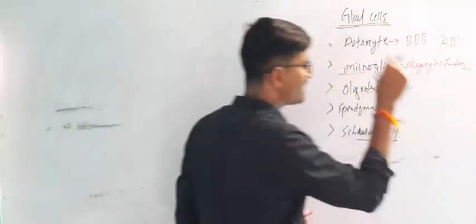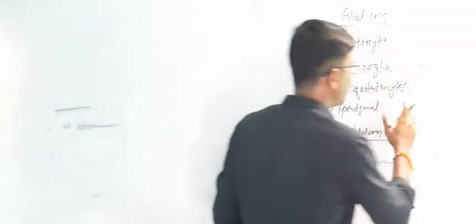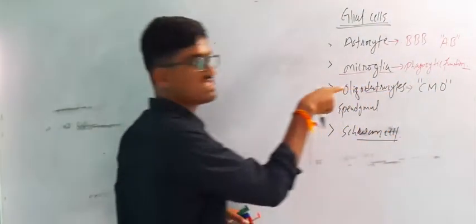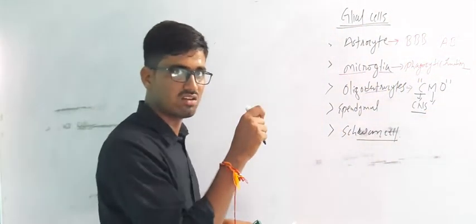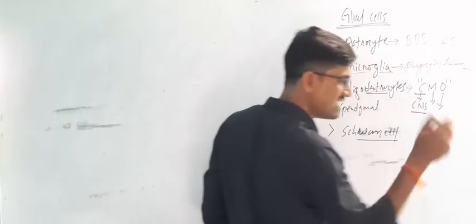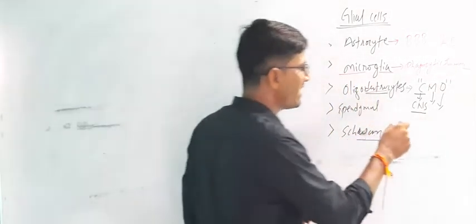Oligodendrocytes. What is the function of the oligodendrocyte? It forms the myelin sheath within the central nervous system. How will you remember? CMO, casualty medical officer. C means central nervous system, M is myelin sheath, and O is oligodendrocytes. So the oligodendrocyte function is the formation of the myelin sheath within the central nervous system.